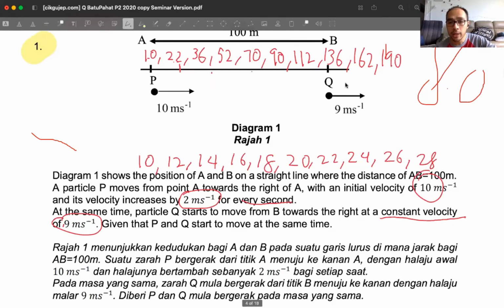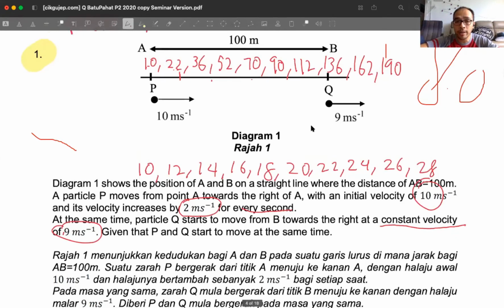Okay, and then Q, its velocity is constant velocity. So every second he's going to travel 9 meters, 9 meters, 9 meters, 9 meters. Since it's starting at the 100 point, the first second will be 109. Then after that will be 118, and then 127, 136. And if you go on and on, actually you will hit 190.